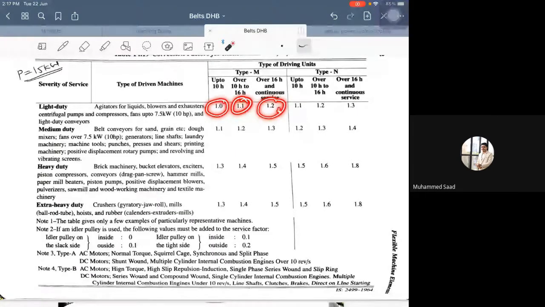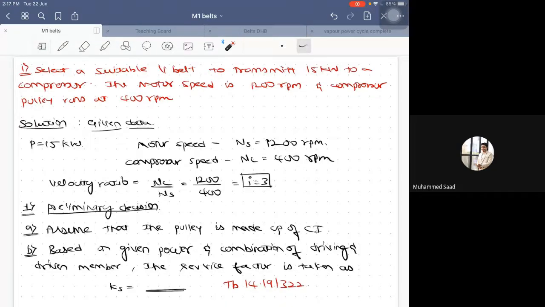If nothing is given, always consider continuous service, because you never know whether your machine is running for 8 hours, 4 hours, or 5 hours. So preferably assume that if I give the maximum load to my machine, the machine should be safe. That is your predominant assumption. That's why you assume it to be a continuous service and take the service factor as 1.2. Take that particular thing and come back here. Okay, 1.2, just write it as 1.2 there.